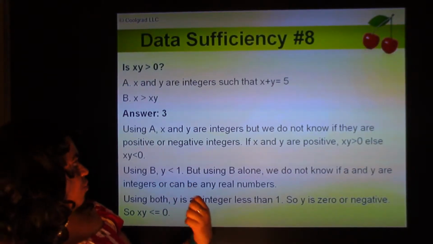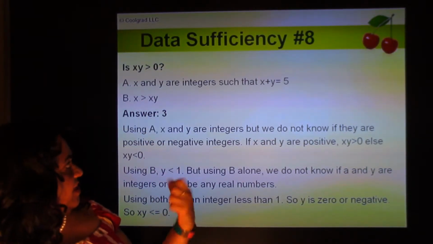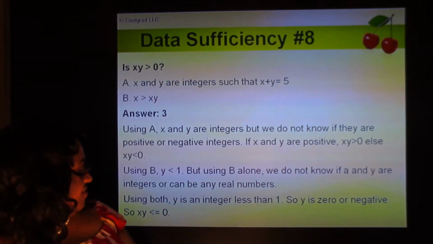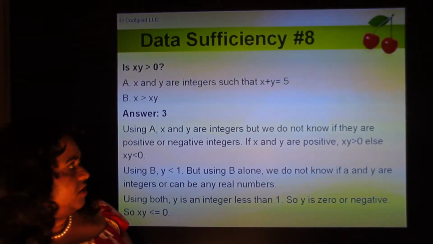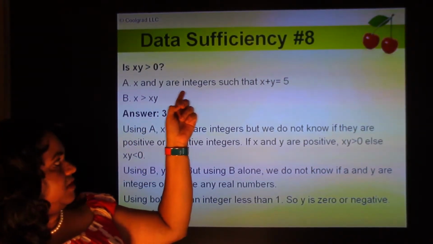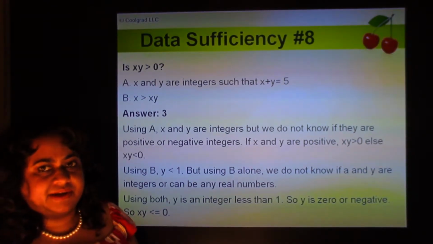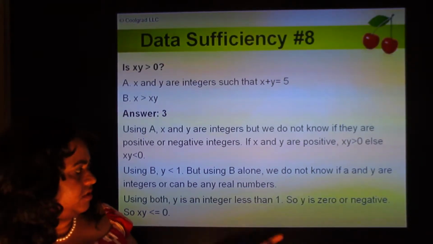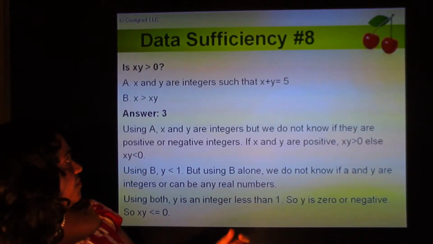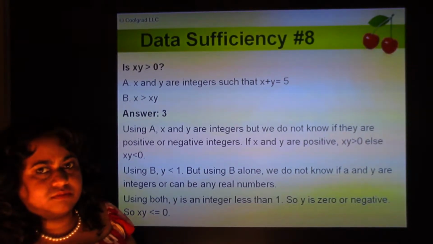Using both the statements together, y is an integer less than 1, right? From using B, we have y is an integer and it's less than 1. So y is either 0 or a negative integer, right? So using statement B, we have y less than 1. And using statement A, we have y is an integer, right? So y must be either 0 or -1, -2 or something like that. Either 0 or a negative integer. So regardless of whether y is 0 or a negative integer, x times y will be 0 or less than 0, right?